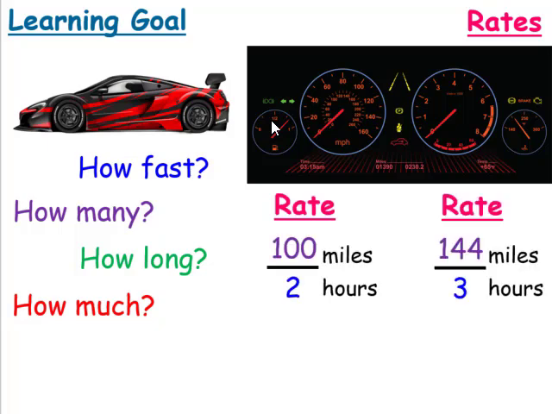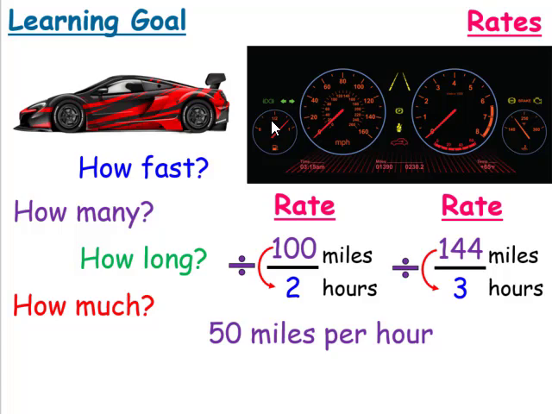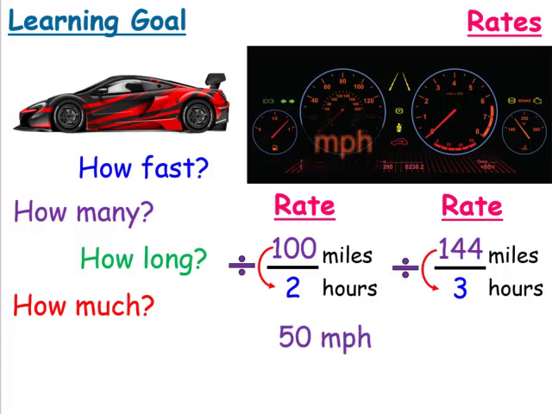Let's take a look at two different rates: 100 miles in 2 hours, and 144 miles in 3 hours. If we wanted to compare these two rates, one way is to find out how far the car will travel in 1 hour. We do this by dividing. 100 divided by 2 would give us 50 miles per hour. Notice how we have miles over hours, miles per hour. Do you remember ever seeing miles per hour anywhere? You have: mph, miles per hour. Since this is the most common rate, we abbreviate it with mph. When we divide 144 by 3, we have 48 miles per hour. And now we can compare the two, because 50 miles per hour is faster than 48 miles per hour.